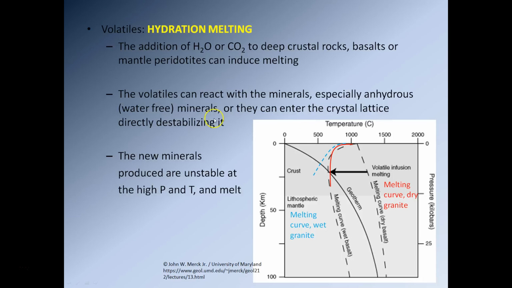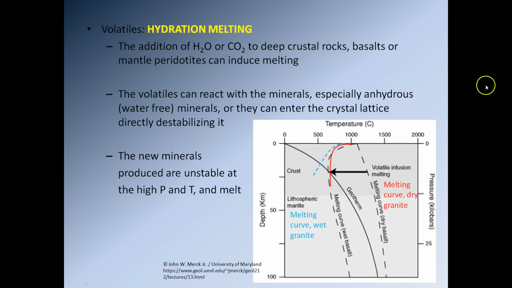The other possibility is that the rock that you're dealing with contains a lot of these anhydrous, water-free minerals, and then you expose them to water. Well, what happens? The anhydrous minerals, like olivine, will very, very quickly react with the water. When olivine meets water, it forms a mineral called serpentinite. Now, olivine is stable at very, very high temperatures and pressures. Serpentinite is not. So when you turn olivine into serpentinite, the serpentinite suddenly realizes the temperature and pressure is too high, and it begins to melt.